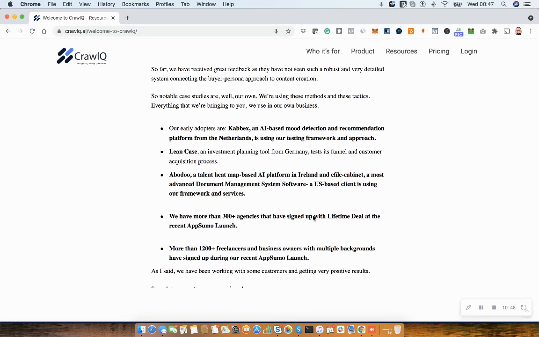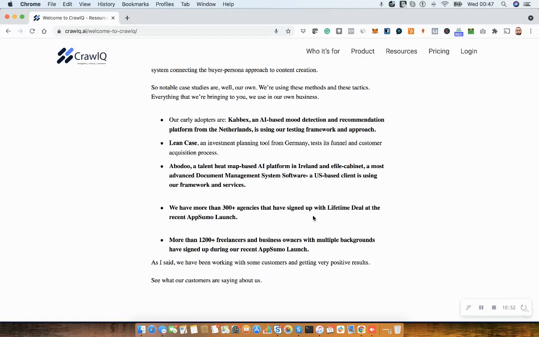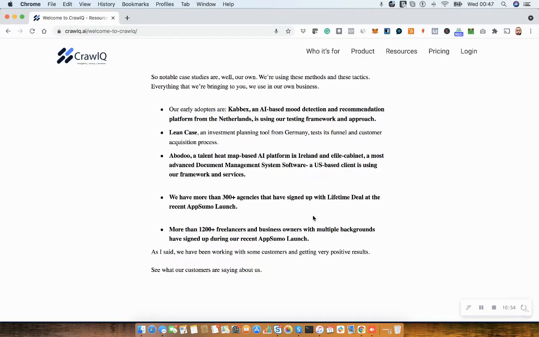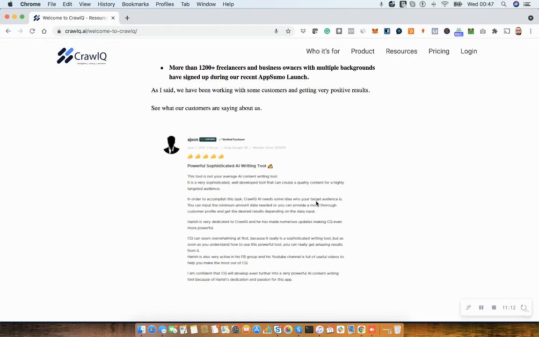So far, we have more than 300 agencies that have signed up with a lifetime deal at the recent AppSumo launch. More than 1200 freelancers and business owners with multiple backgrounds have signed up during our recent AppSumo launch. So, as I said, we have been working with some customers and getting very, very positive results. So, see what's next, and what some of our customers are really saying.